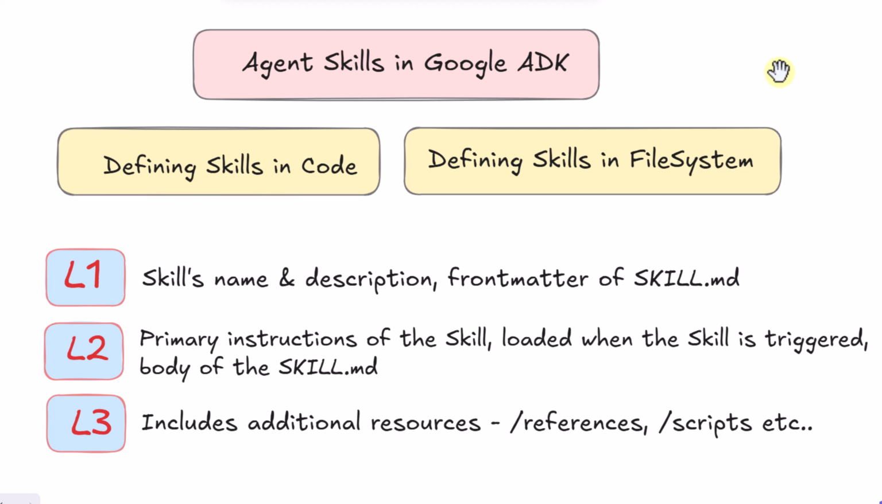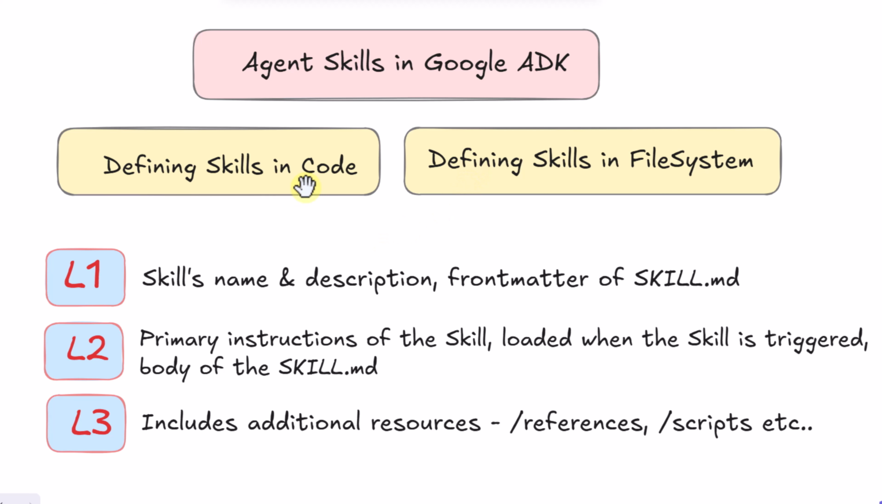In one of our last videos, we have seen how to work with agent skills in Google ADK, but there are basically two patterns for writing skills in Google ADK. We have already seen how we can define skills in the form of a file system and integrate it with Google ADK, but there is another option where we can define skills in the code.